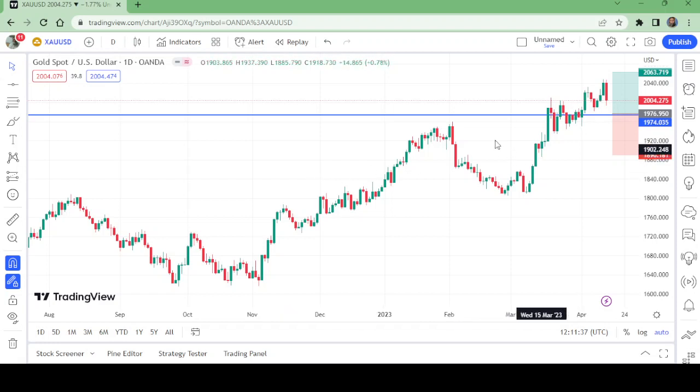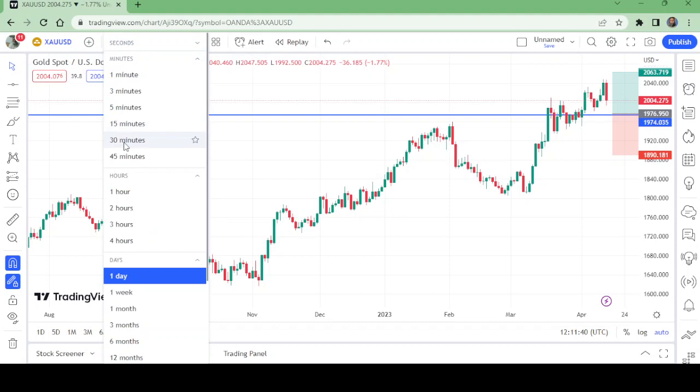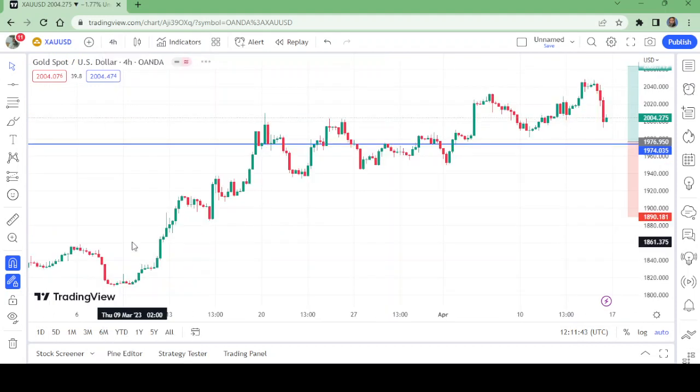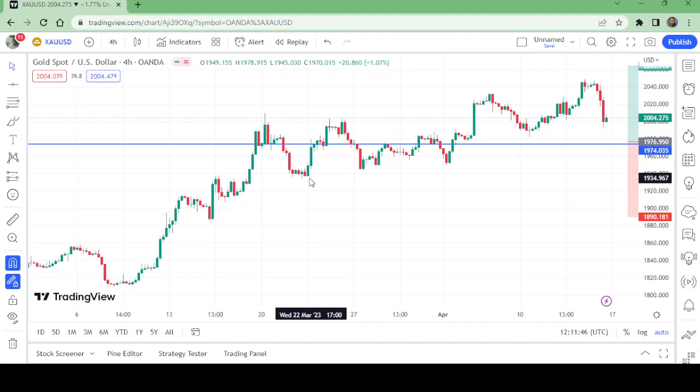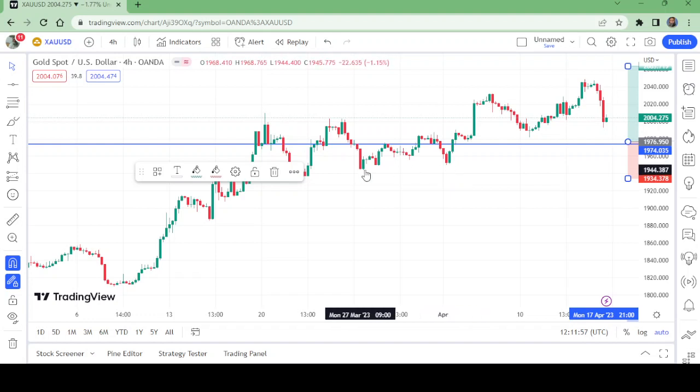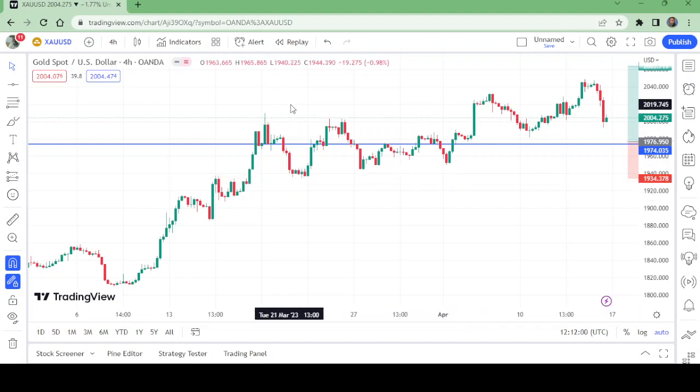Now this is the entry, then what are the next 4-hour levels? These were the three 4-hour levels that I have installed. First was here, second was here, third was here. So the stop loss could be put under this level, below this or below this and above this. So what is that level that we can put the stop loss at? Now in between, where is the level? This was the first, this was second, this was third.